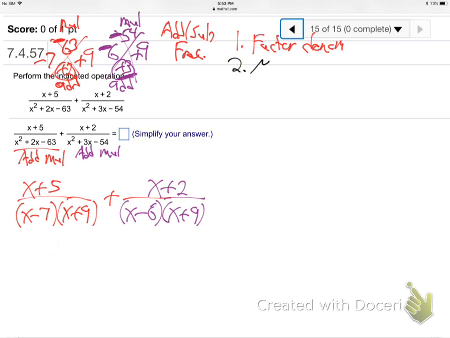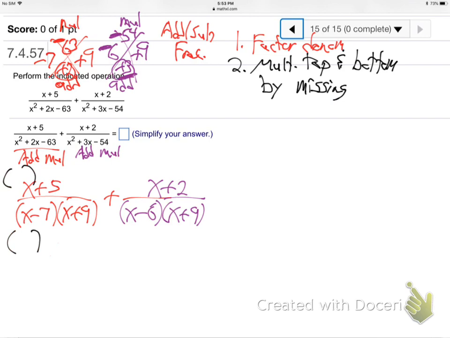Factor the denominators. Step 2: multiply top and bottom by whatever's missing. So I've got to come to this guy. What's he missing? Let me scoot this x plus 5 over so there's room here. What does the other guy have that he doesn't? x minus 6. We've got to make them the same. He's missing the x minus 6, okay?